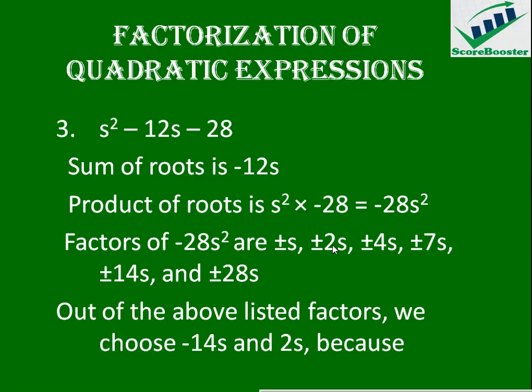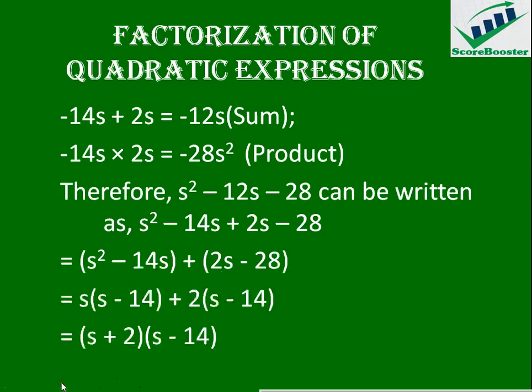So out of these factors, you choose 2 factors so that when you add those 2 factors together, you have minus 12x. And when you multiply those 2 factors together, you have minus 28x squared. So when you look critically at these factors, you choose minus 14x and 2x, because minus 14x plus 2x will give minus 12x, and minus 14x multiplied by 2x will give minus 28x squared, because minus multiplied by plus gives minus, 14 multiplied by 2 is 28, and x multiplied by x is x raised to power 2.